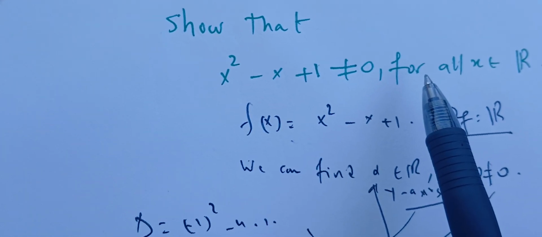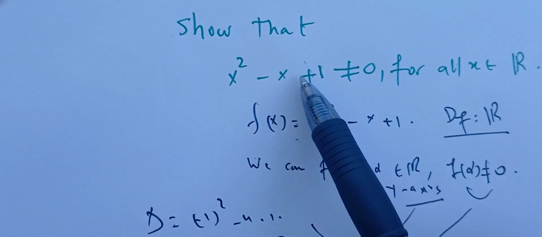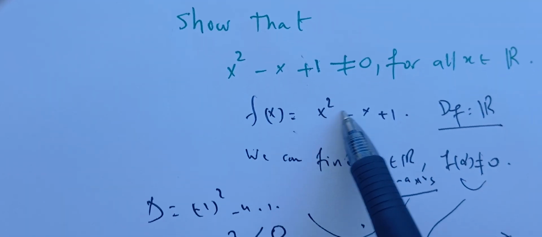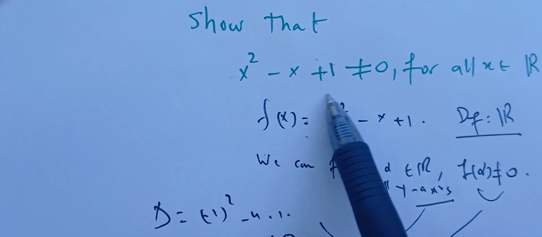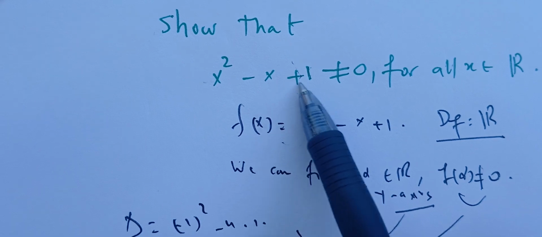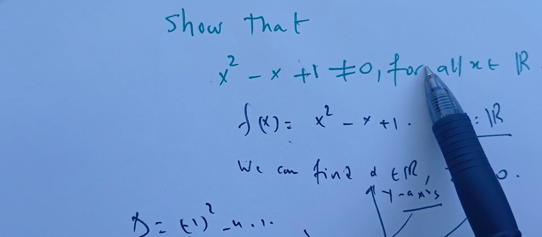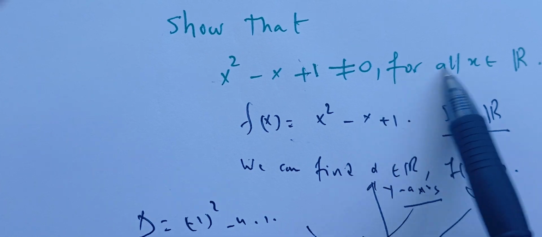For this kind of questions, we either prove that directly as we did here, or we can try to find the alpha that will make this one 0, but there is none. So in this case we see that x squared minus x plus 1 is different from 0, and exactly it's strictly bigger than 0 for all x's in R.